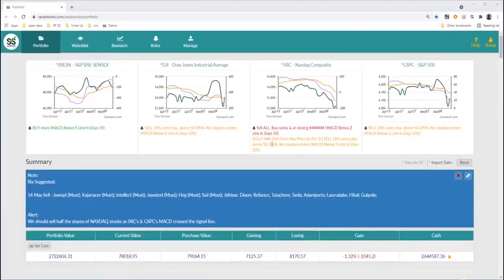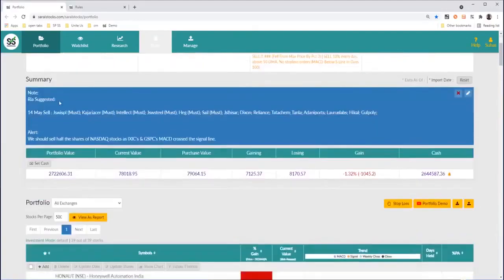The portfolio page shows you all the information needed for you to manage your portfolio effectively. On the top part of the page, you are seeing the indices, Sensex, Dow Jones, Nasdaq, and also S&P 500. The analysis below the indices is being done by the rules set by the user, by you. The rules feature is explained in a separate video. This elaborates on how to set those rules and also the notes you see below the stocks. There's a notes section where you can make short notes to yourself regarding a specific stock.